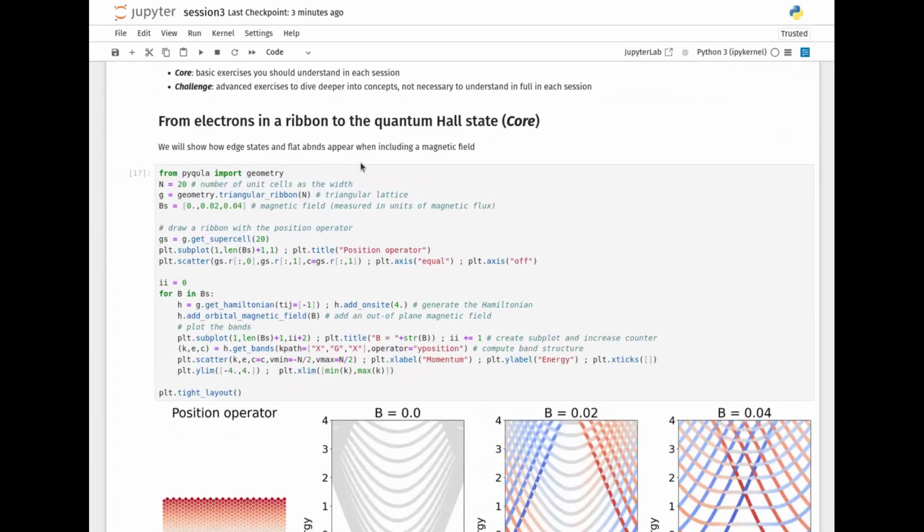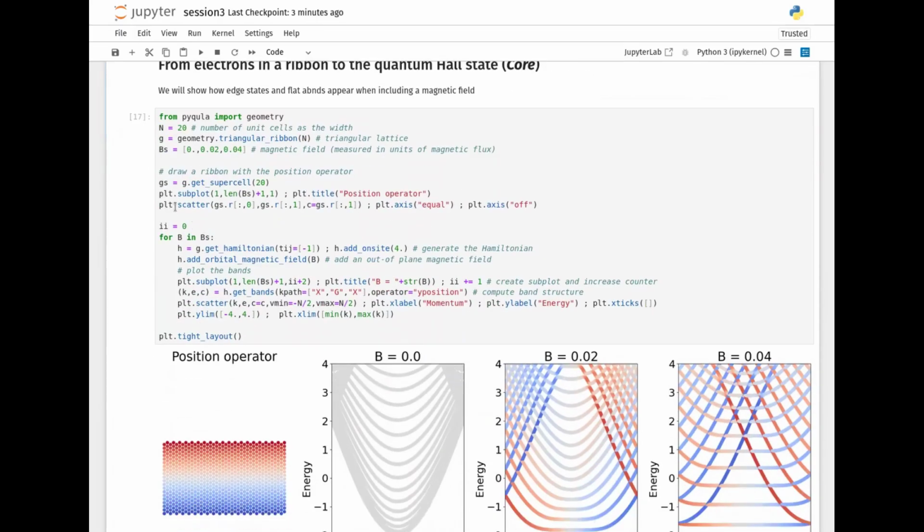So let us start with the first exercise, which focuses on seeing how topological states appear in a system just due to the presence of a magnetic field. So what we are going to do is we are going to take a certain geometry of a certain width, in this case 20, and we are going to create a triangular ribbon and define a certain set of magnetic fields, and we are going to compute the electronic structure of this ribbon at the different magnetic fields and see how the bands evolve with the magnetic field.